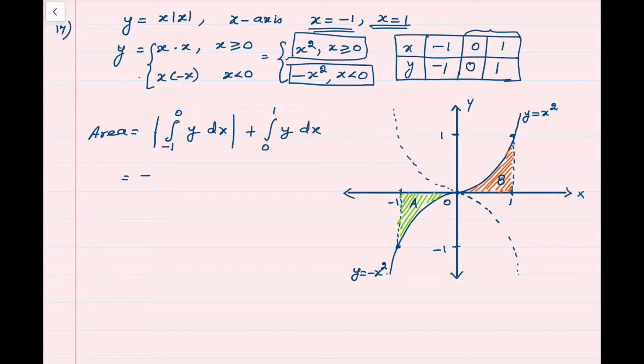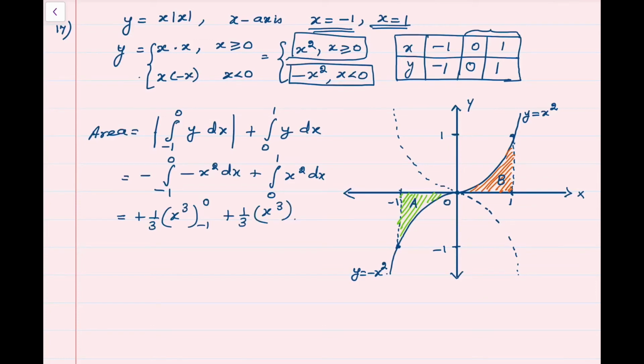We will remove the absolute value sign by writing a negative sign. Integral minus 1 to 0 of y, in the limit minus 1 to 0 y is minus x square, plus integral 0 to 1 of, in the interval 0 to 1, y is plus x square dx. Minus into minus is plus. Integral of x square is x cube over 3. The limits are minus 1 to 0, plus integral of x square is x cube over 3 and the limits are 0 to 1.